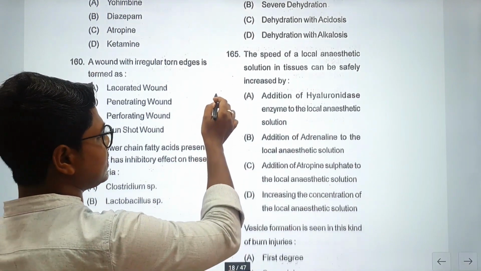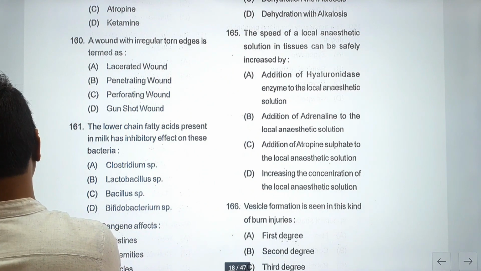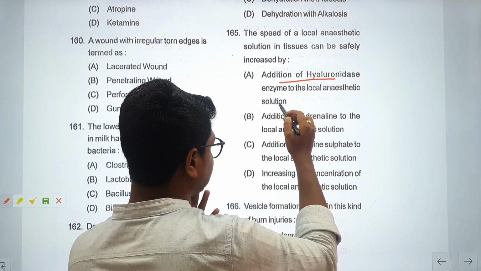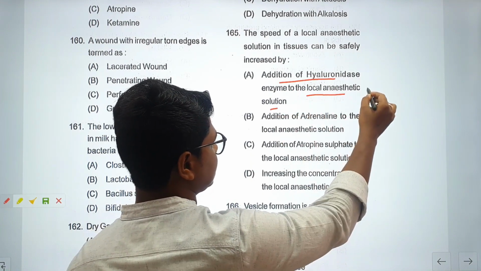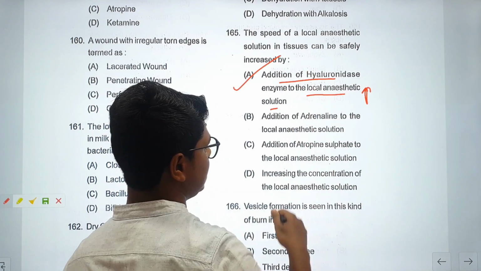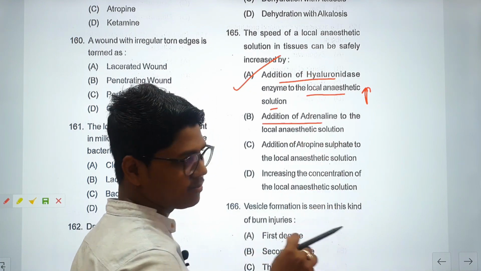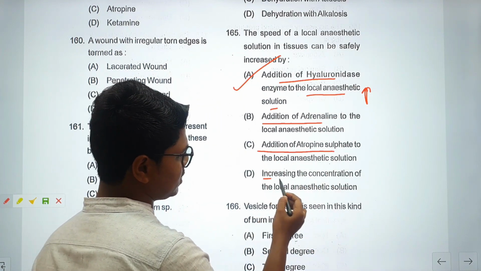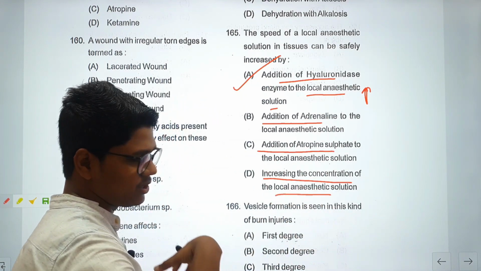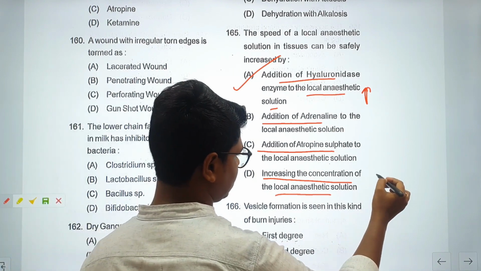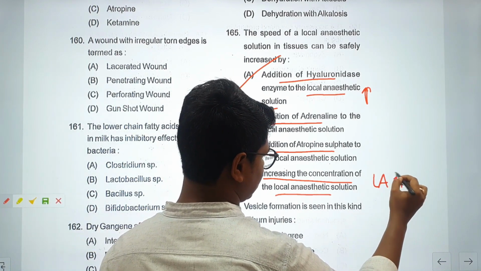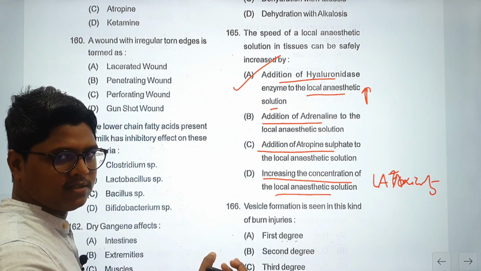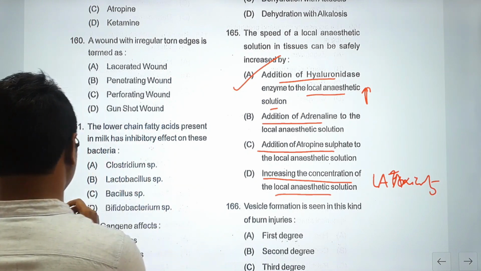The spread of local anesthetic solution in tissues can be increased by something that promotes more absorption. Addition of hyaluronidase enzyme to the local anesthetic solution increases the absorption of the drug. The answer will be this. Why not the others? Addition of adrenaline causes vasoconstriction, so less drug will be absorbed. Addition of atropine sulfate does not have any effect. Increasing the concentration of local anesthetic may cause local anesthetic toxicity. Okay, and also if the concentration is increased, then the amount of drug required will be less.